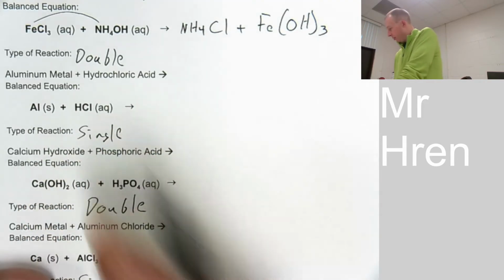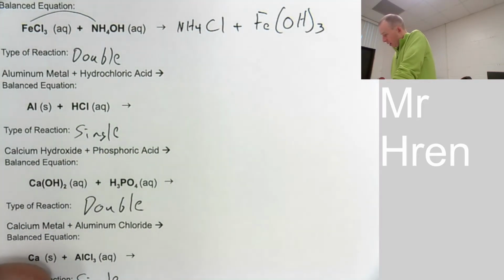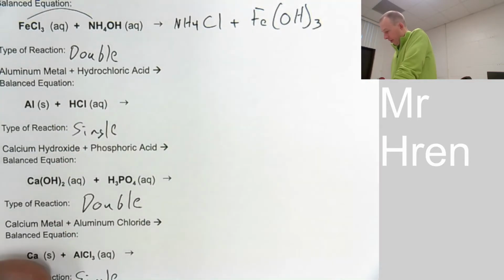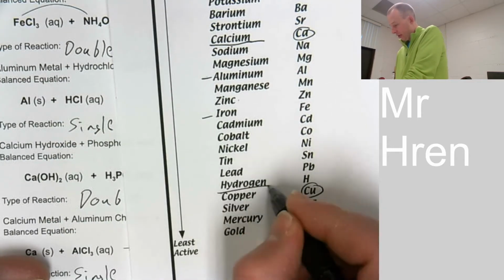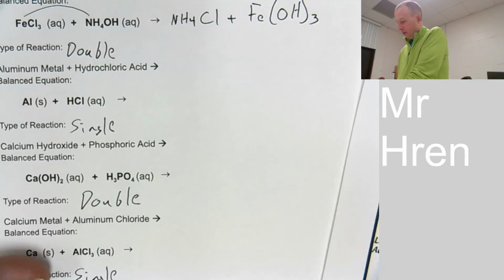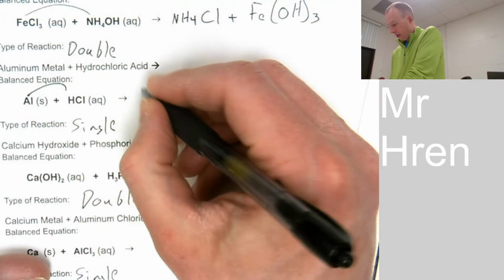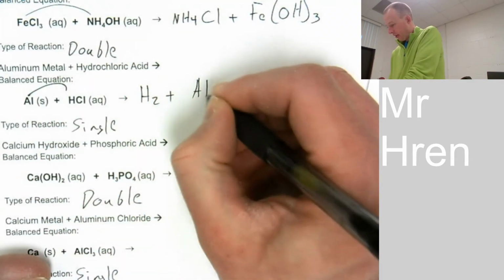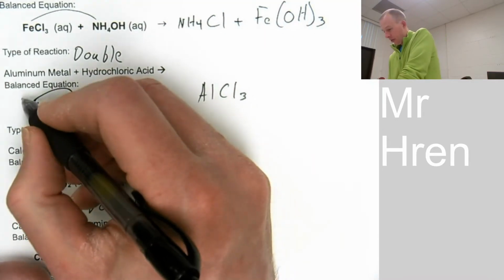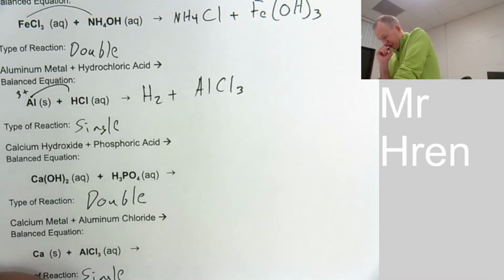In this case, we've got aluminum and hydrogen. If you look it up on the chart, hydrogen is lower than aluminum, so aluminum will replace it. So you end up with H2 by itself plus AlCl3, because aluminum is 3+.